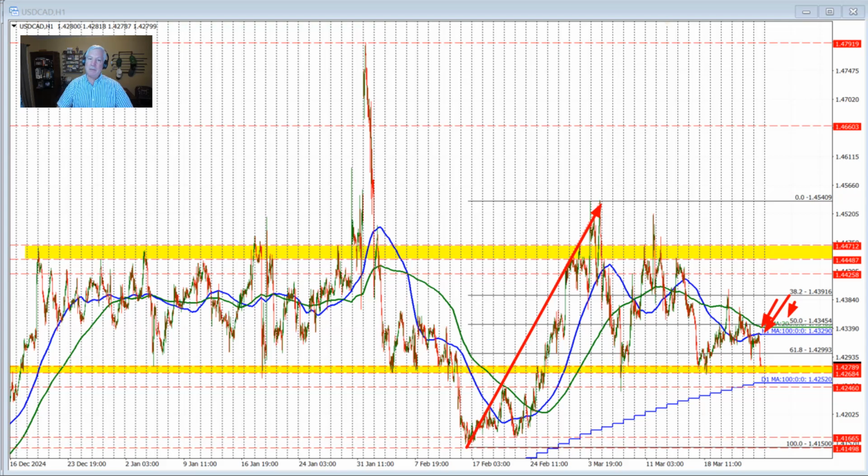That may come if Trump changes the story about Canada once again, and we start to see a spike or a move back higher in the dollar versus Canada, a move back higher in the U.S. dollar as a result of inflationary pressures from tariffs. There you go. So that's my technical look at the dollar versus Canada.